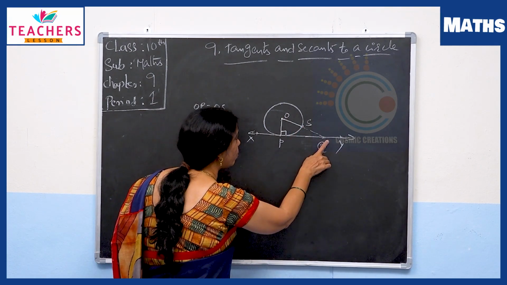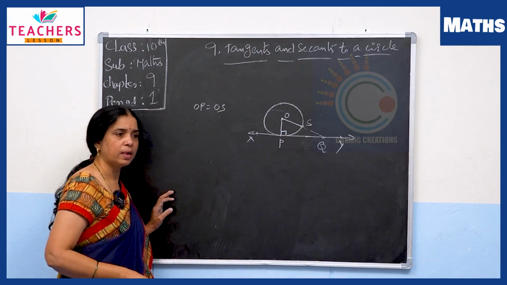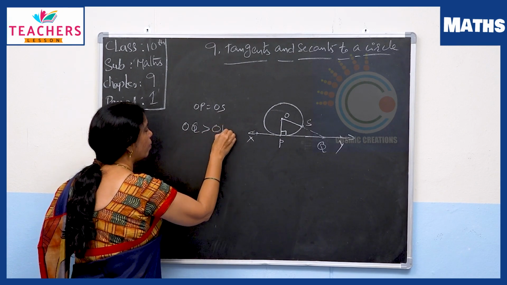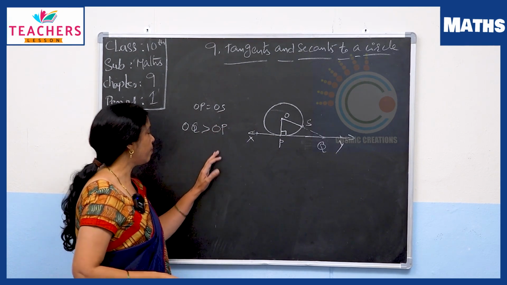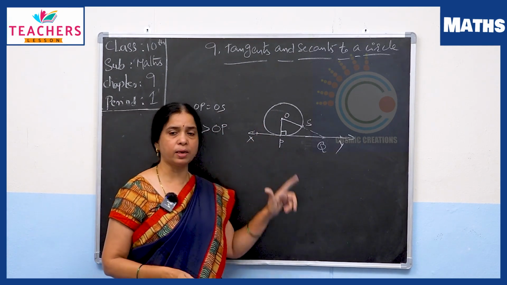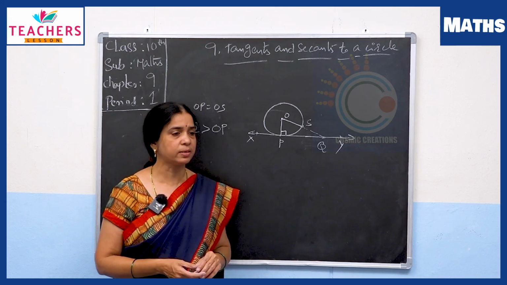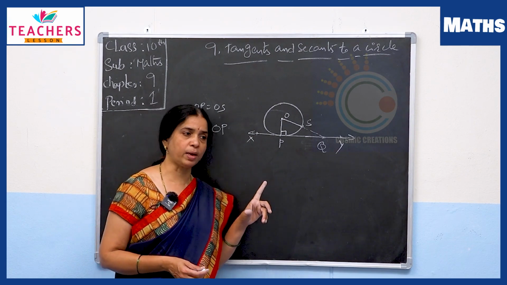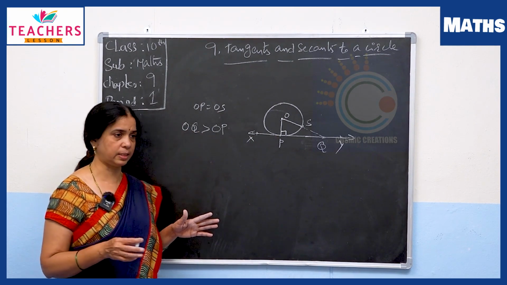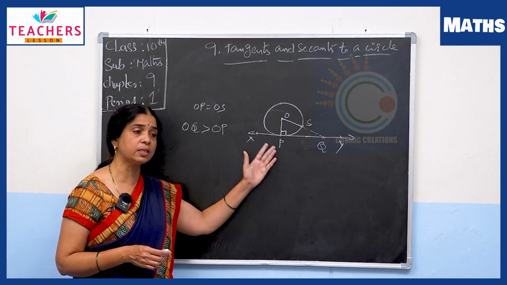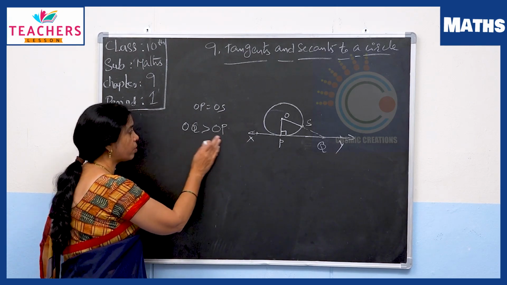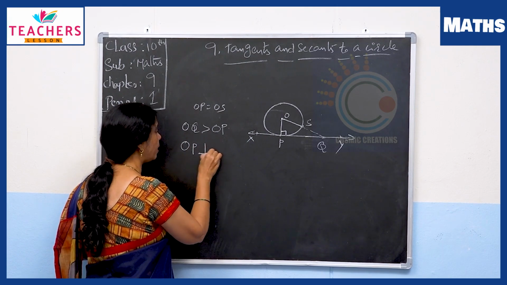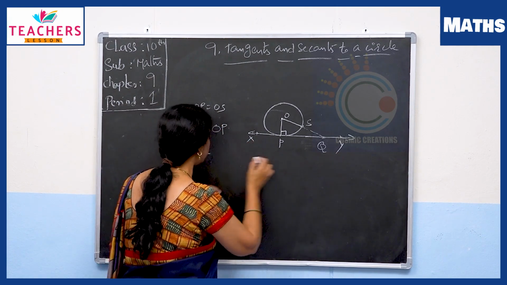Here you see OQ is greater than OP. Do remember that the perpendicular distance is always the shortest distance between two points. So OQ is greater than OP, and OP is perpendicular to XY, isn't it?